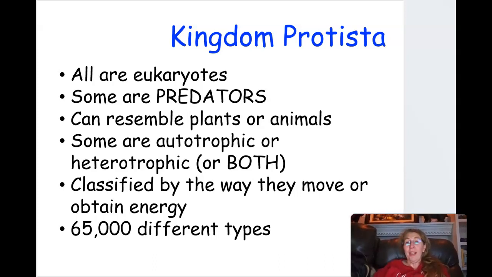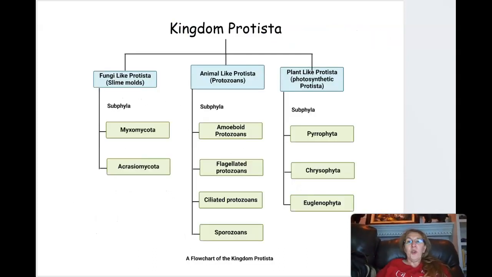They're classified by the way they move and how they obtain energy. There's over 65,000 different types of protozoa. You would need a microscope to see a protozoa. You can probably use a pretty low-powered dissection scope or a really high-powered magnifying lens to see some of the larger macro protista. There's three main branches of the kingdom Protista. You have the fungi-like Protista, the animal-like Protista, and the plant-like Protista.